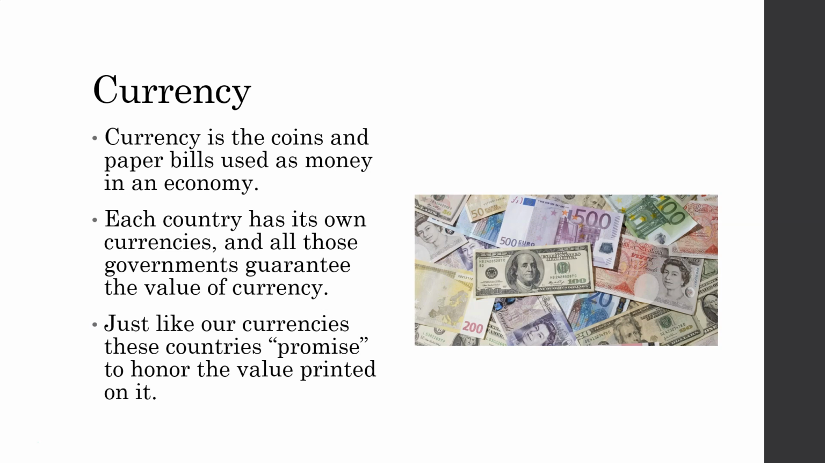So currency is simply the coins and paper bills used as money in any type of economy. Every country has its own form of currency. It might be pounds in Britain, it might be dollars in the US, it might be yen in Japan. It just depends where you're at. So each country has its own currency, and that government is making the same promise the US makes. It's just a piece of paper, but that government promises that it's worth that much. So keep that in mind.